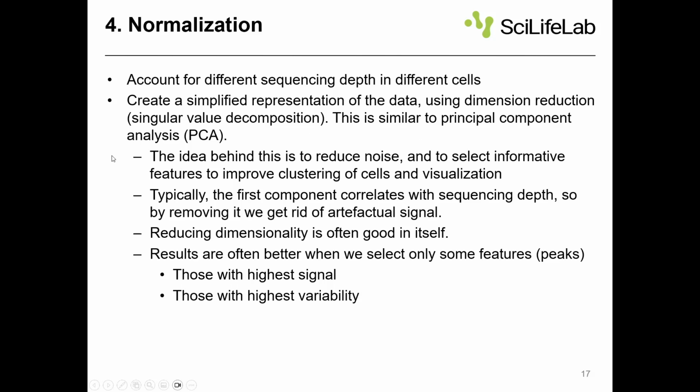You want to reduce noise. It's simpler for many of these methods to work with a smaller representation with fewer dimensions, and also the first principal component often catches sequencing depth, even though you've normalized for it. The first PC correlates very well with sequencing depth. So you typically remove it when you then work with these components, for example, for clustering.